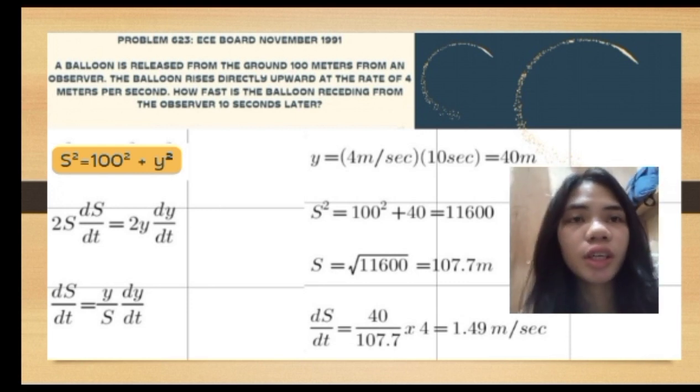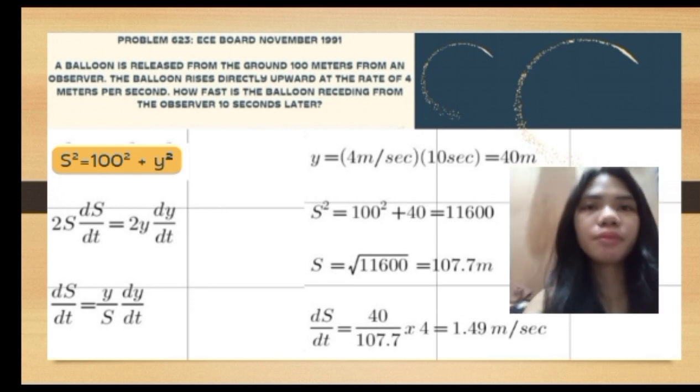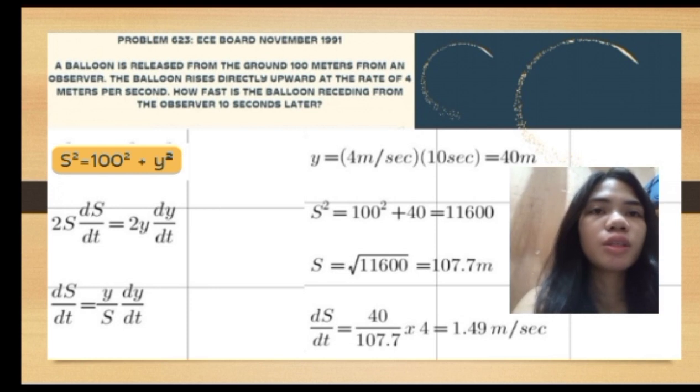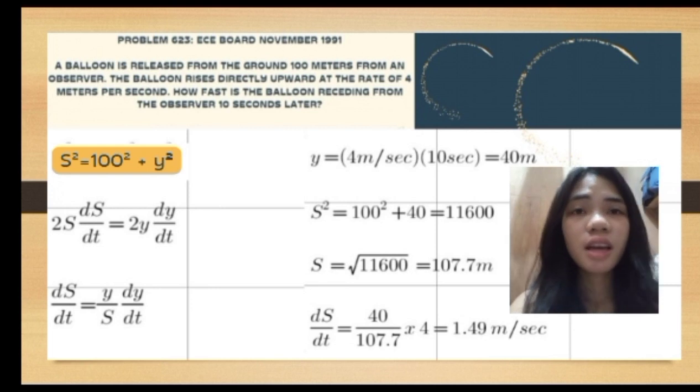So substitute s equals 107.7 meters, y equals 40 meters, and dy over dt equals 4 meters per second into the equation. So ds over dt equals y over s times dy over dt. So ds over dt equals 40 over 107.7 times 4, which equals 1.49 meters per second. So therefore, the rate of change of s at time equals 10 seconds is approximately 1.49 meters per second.